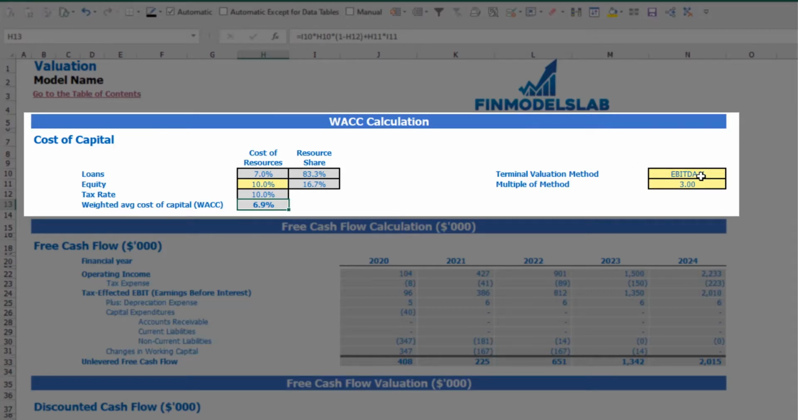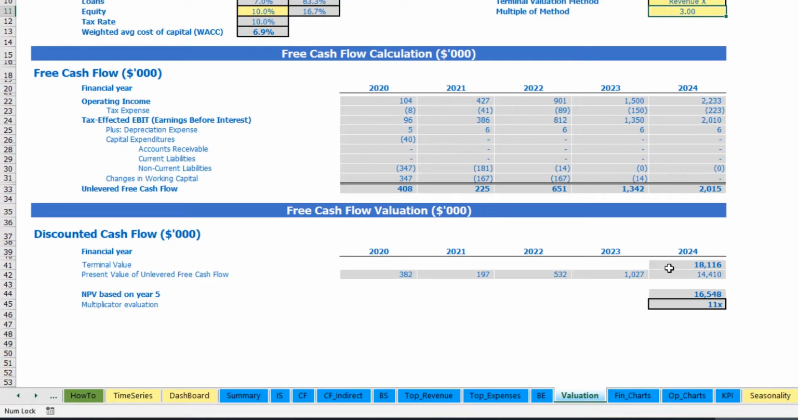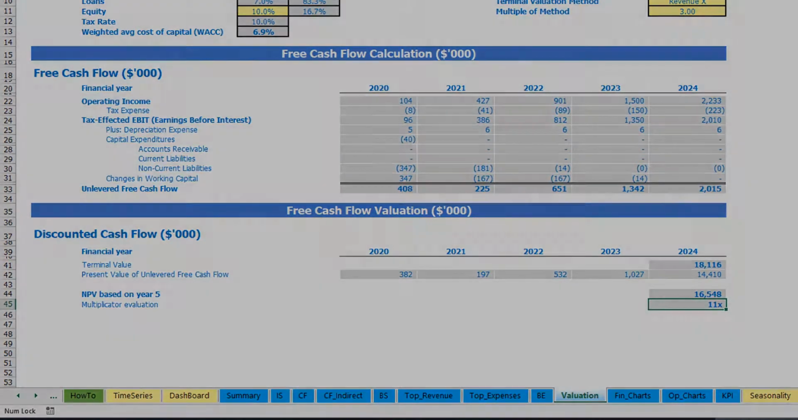In the valuation model there is two valuation methods, which is EBITDA multiple and revenue multiple. You may select one of them, and below you may input multiple of methods. Based on this information we can see terminal value, which is calculated on unlevered free cash flow. You may see the present value of unlevered free cash flow, NPV, and multiplicator evaluation for this particular company.